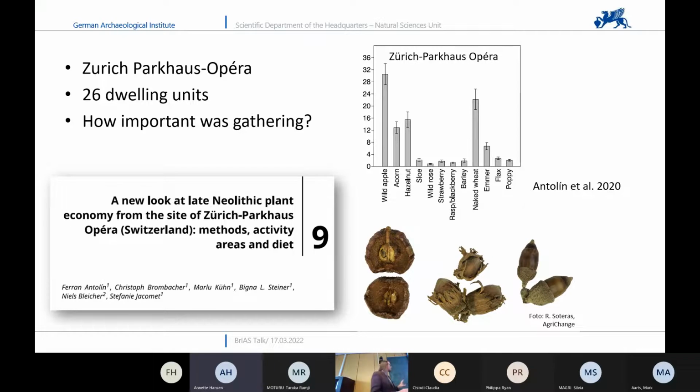bring a lot. And there are houses that seem to be gathering on average 200 kilos of hazelnuts per year, 200 kilos of crab apple per year. So that's a lot more than just fallback food. It looks like part of the system.